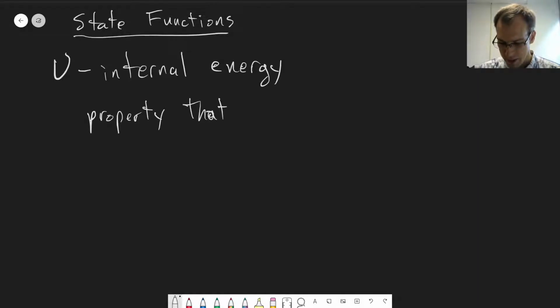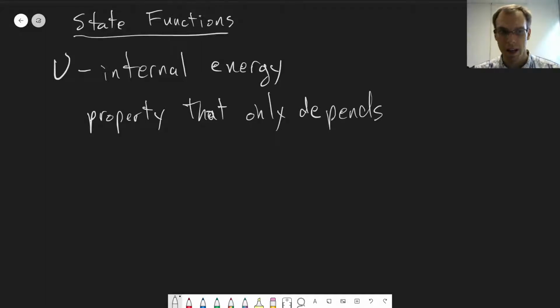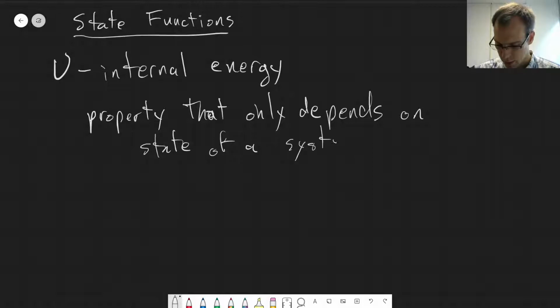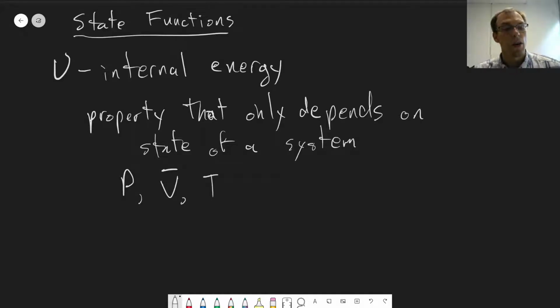What I mean by the state is, what state is it in? The state of a system. So if we're thinking about, say, a gas inside of a piston, the state would be defined by what's the pressure, what's the volume, what's the temperature. We'll just put molar volume, what's the density. So that would define the state of the gas, and the internal energy only depends on those things.